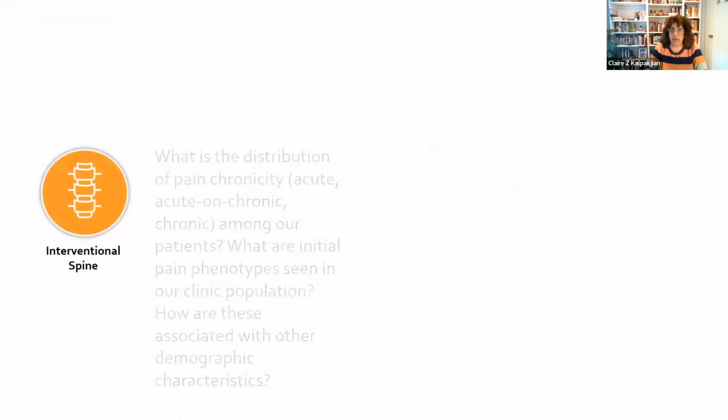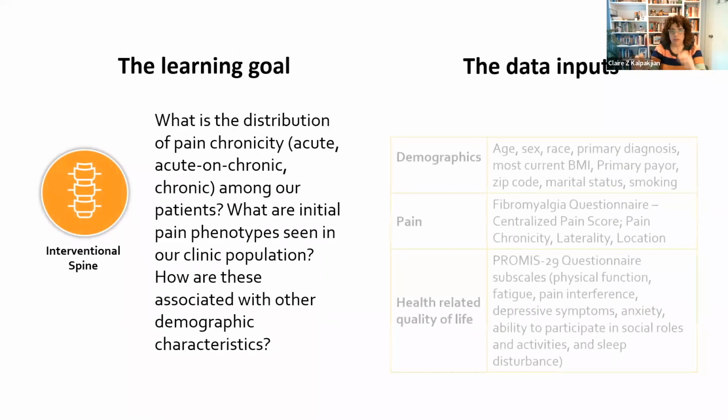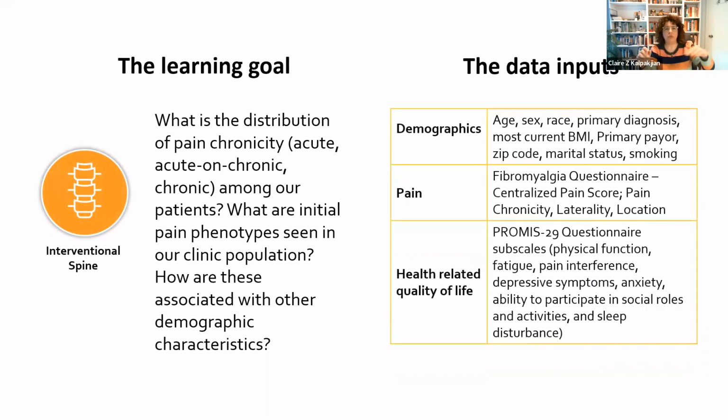So next, I'm going to talk to you a little bit about how we pair a learning goal with data inputs. And so I told you a little bit about the overall process. So it's developing a learning goal, consensus building, and so forth. So this is the learning goal for the interventional spine group, which I just explained how we came to a lot of the decisions. And these are the inputs that are connected to that learning goal.